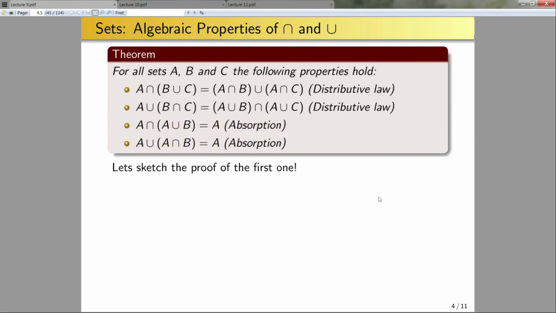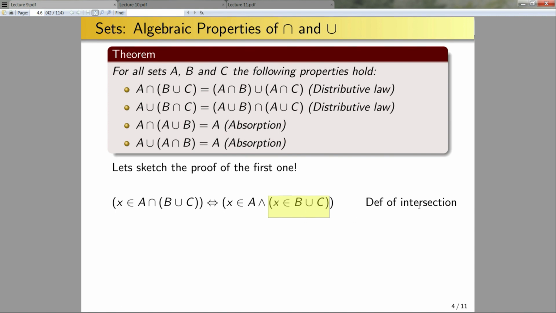So let's sketch the proof for the first one of these, just to show you how it's done. So first we can note that X is an element of A intersect B union C. So X is an element of this left-hand side if and only if X is an element of A and X is an element of B union C.